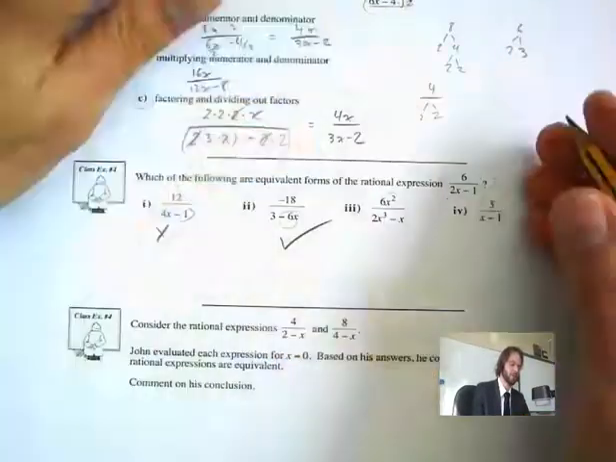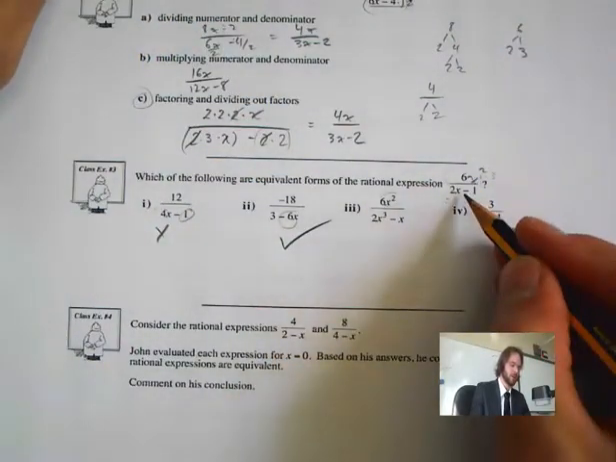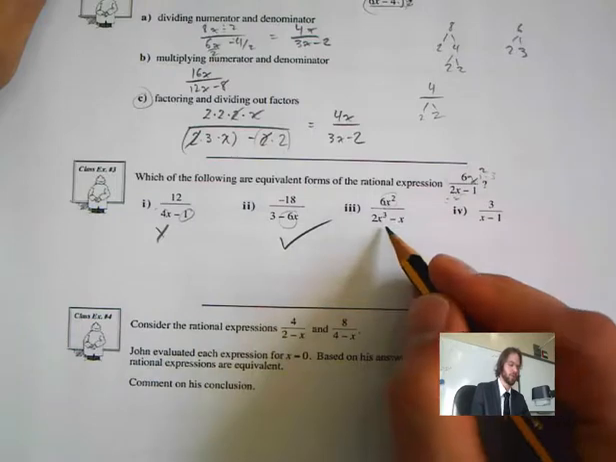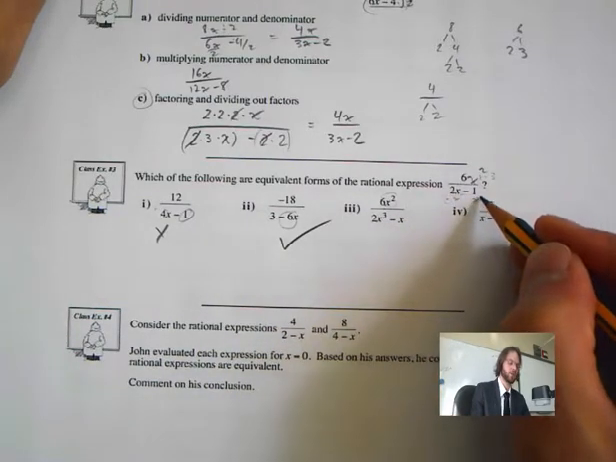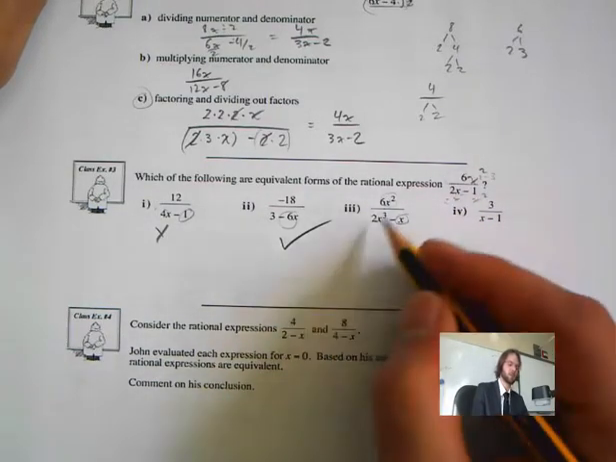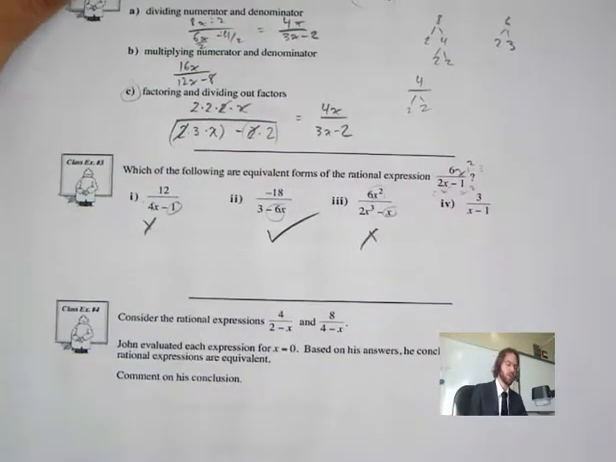Okay, so the top is x squared. The bottom, we have to multiply by x squared, so 2x cubed. And this one, minus 1, and that's x squared. That's only x. So there's my problem. That one doesn't work.